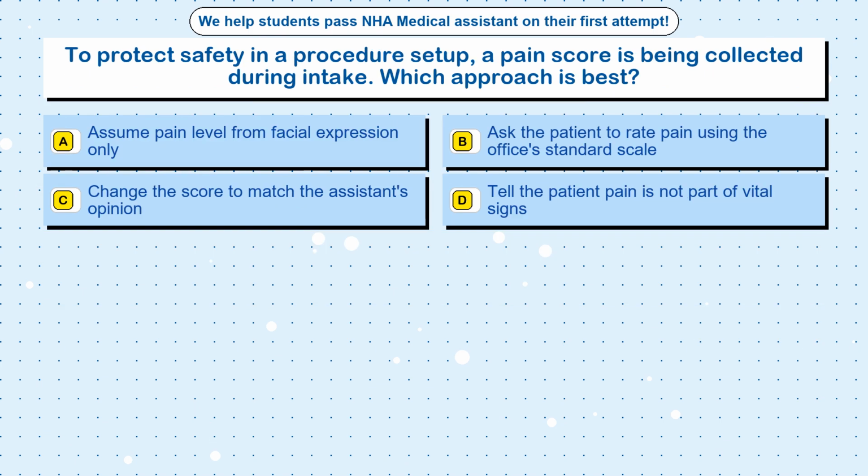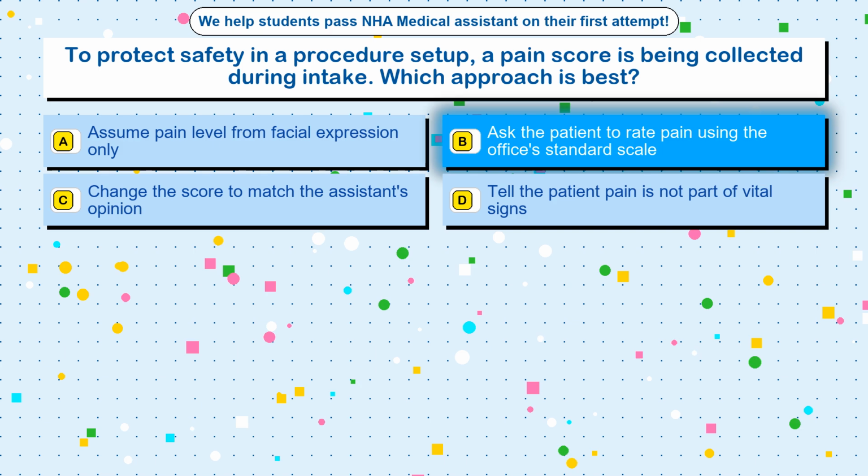Question 95. To protect safety in a procedure setup, a pain score is being collected during intake. Which approach is best? Option A, assume pain level from facial expression only. Option B, ask the patient to rate pain using the office's standard scale. Option C, change the score to match the assistant's opinion. Option D, tell the patient pain is not part of vital signs.